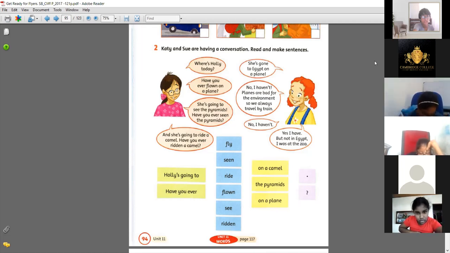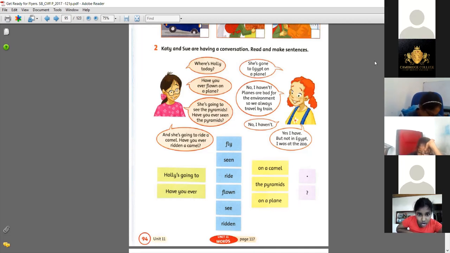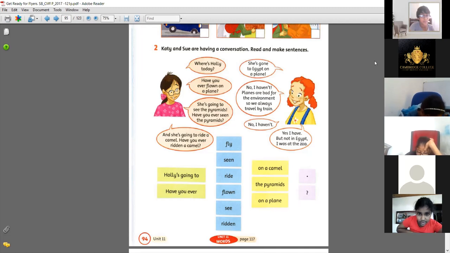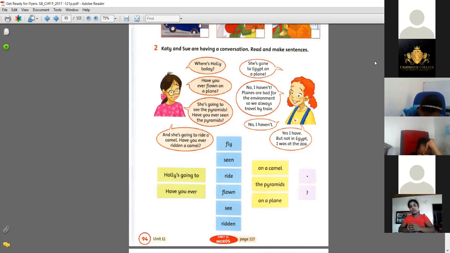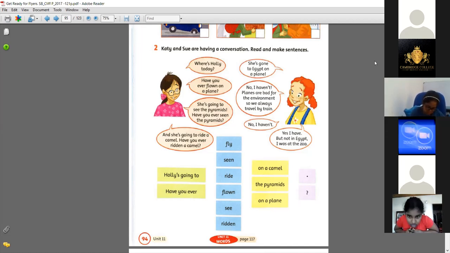Have you ever flown on a plane? Good. That is one question. All right, good. Next one. Holly is going to fly on a plane. That is also correct. Holly is going to ride on a camel. Yes. Good. Now, can you make the sentences? Are you ready? Okay, let's start.